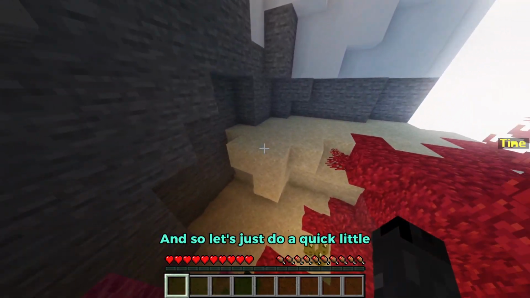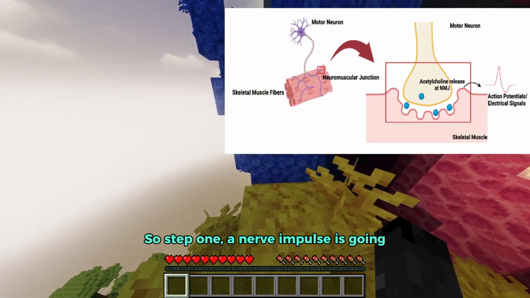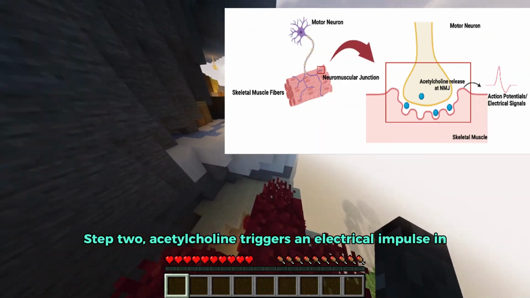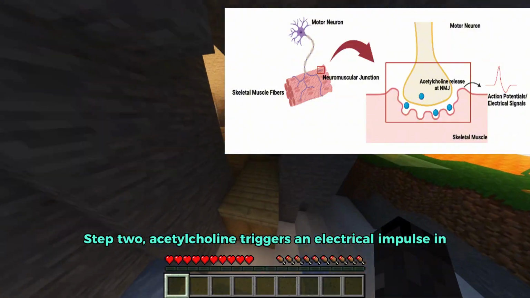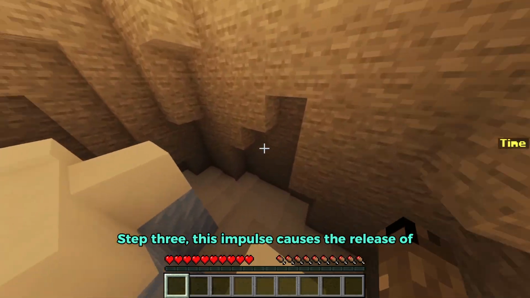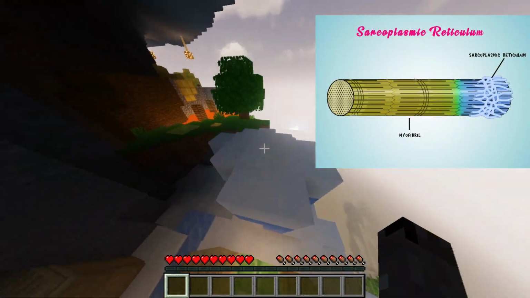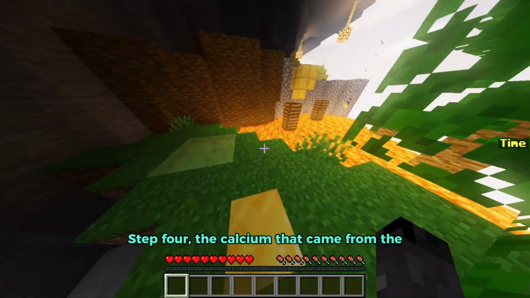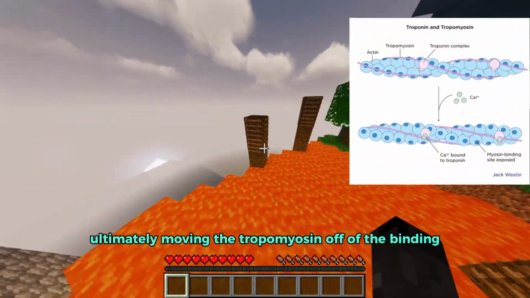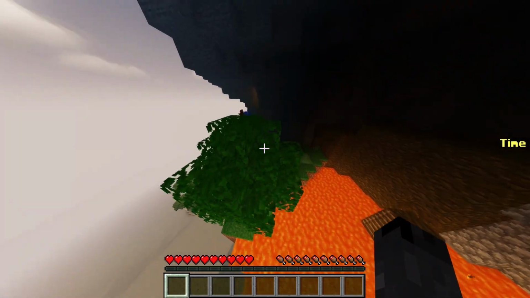And so let's just do a quick little recap of what we went over. So step one, a nerve impulse is going to reach the neuromuscular junction, right? Step two, acetylcholine triggers an electrical impulse in the muscle fiber. Very important. Step three, this impulse causes the release of calcium from the sarcoplasmic reticulum. Step 4, the calcium that came from the sarcoplasmic reticulum is going to bind to troponin, ultimately moving the tropomyosin off of the binding sites on actin.